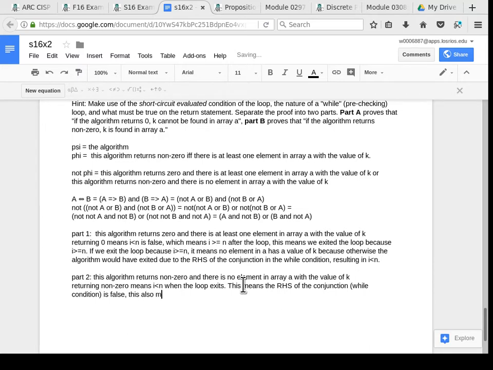This also means A[i] equals K for some element in A. And this contradicts that there's no element in array A with the value of K, because now we say there is at least one element in A with the value of K. So that's how we finish these two parts.